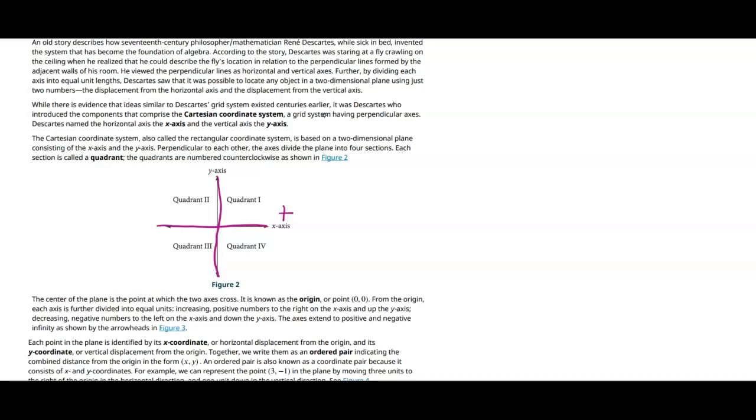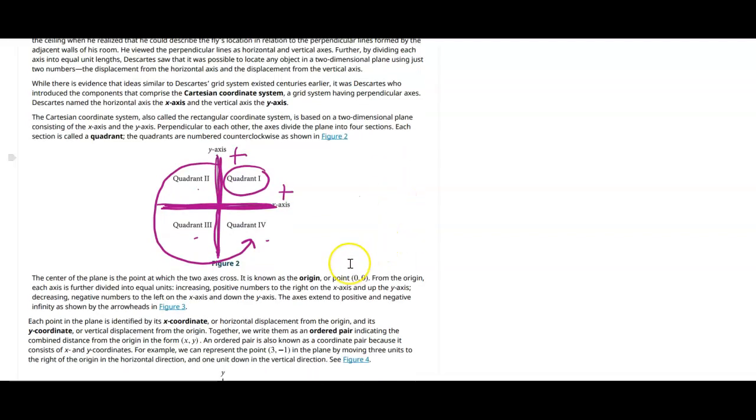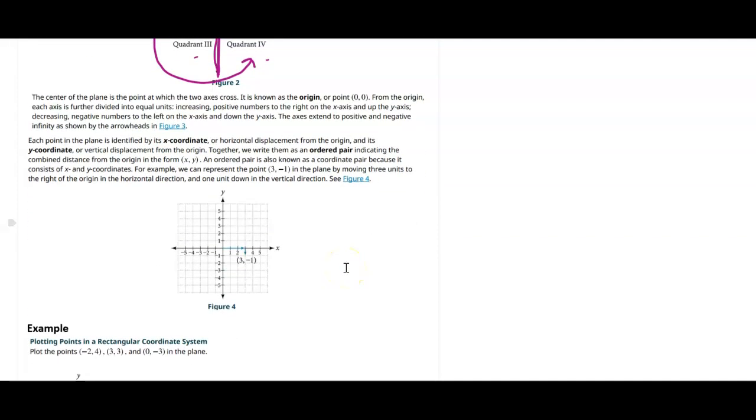The place where both x and y are positive, we call that quadrant 1. And then we number these in a counterclockwise motion. So this is 2, 3, and 4. Each point is going to be defined on this coordinate system by its x and its y. So its x is going to tell you its horizontal direction, and then its y point is going to tell you its vertical direction. You're going to write those as an ordered pair.